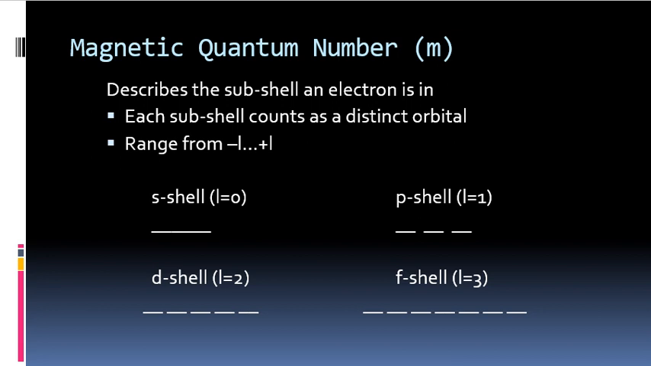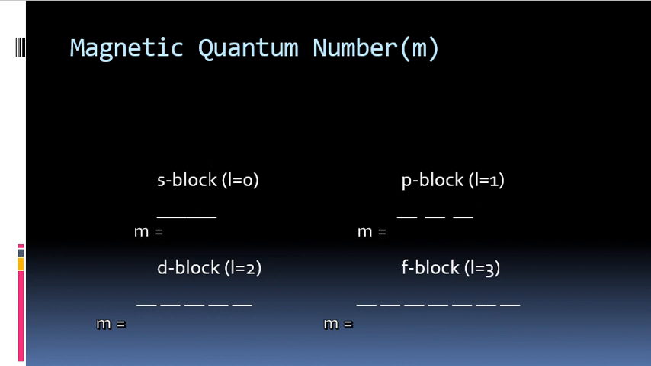So let's look at the 4 main shells: S shell, P shell, D shell, and F shell. For S shell, L equals 0. Therefore, that single subshell in an S block element can range from plus or minus L. Well, if L equals 0, then plus or minus L is in fact 0. So for any s electron, it will always have a magnetic quantum number of 0.